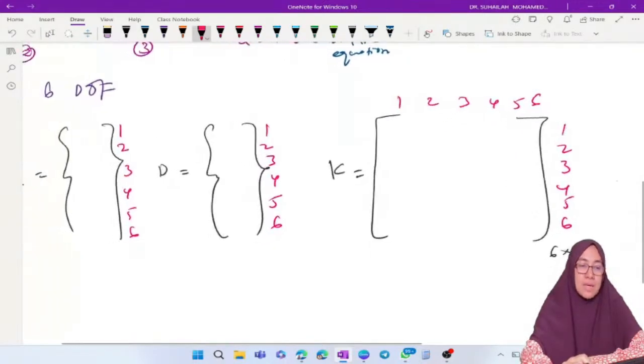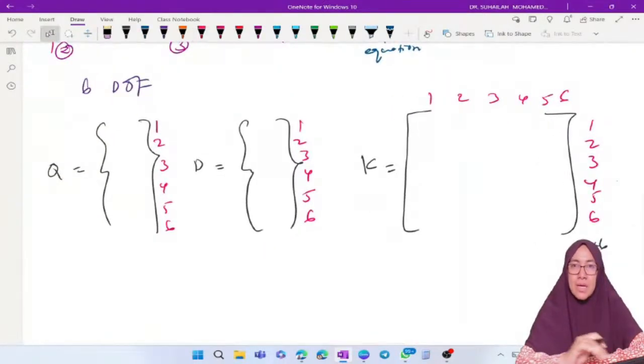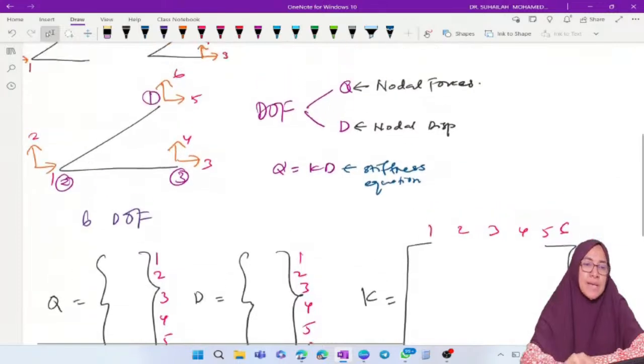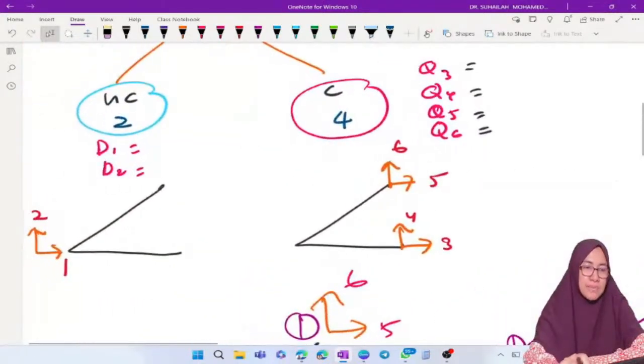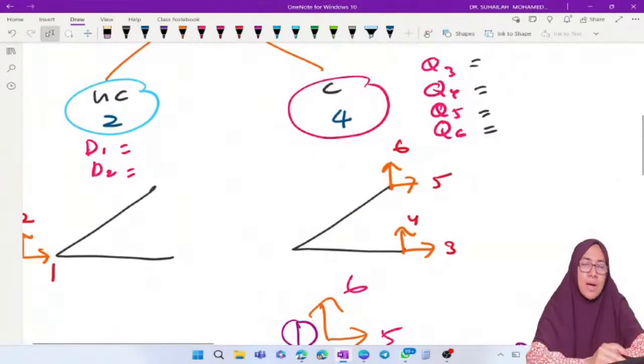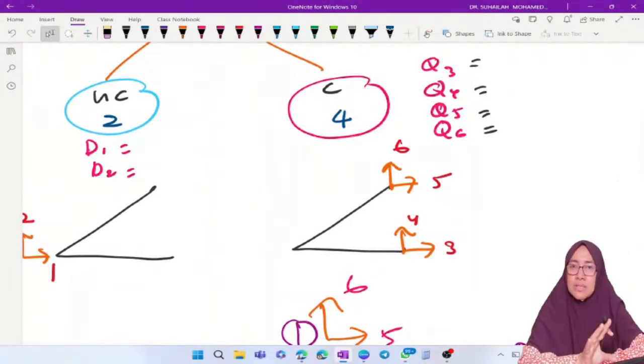So, in the stiffness method, we have to fill in Q, D, as well as K. And after we have all this, only then can we solve for the unknown displacements and also the unknown reactions. Okay, so based on this condition, D1 and D2, this is the concept. Please try to understand this concept.